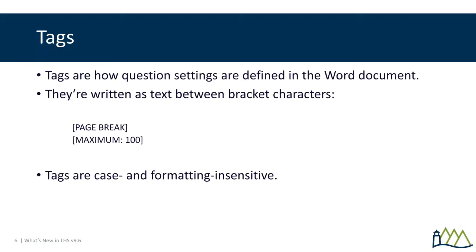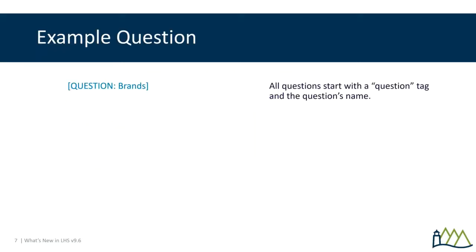This first example is a page break tag. You'll be able to place this anywhere in your Word document and it will add a page break to your study. The second example demonstrates how some tags will have two parts to them, separated by this colon character. This tag will say that we want to set the maximum, for example, for a numeric question, to the value 100. It's worth noting that tags are insensitive to casing and to formatting, so feel free to have them appear however you desire in your Word document.